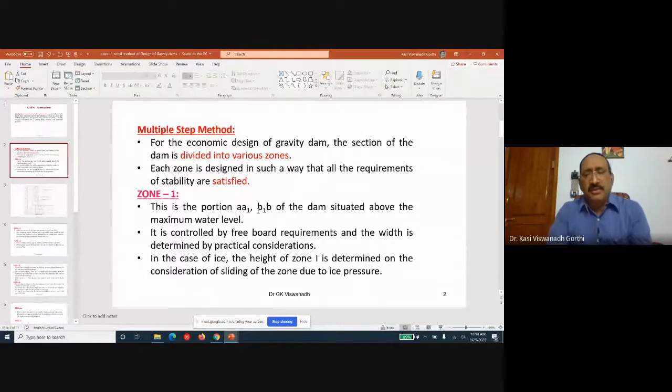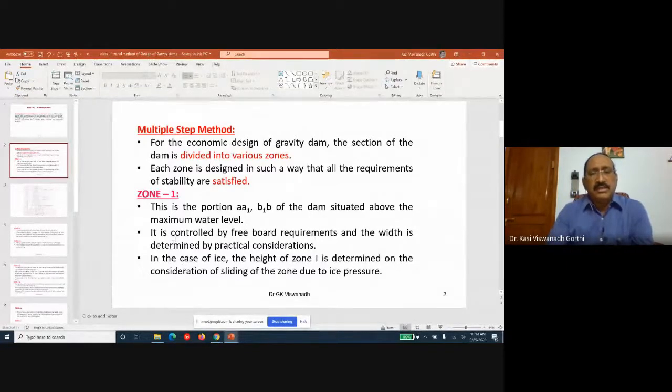So, the height of wave will be calculated based on the fetch which is provided. There may be cases where the fetch is more than 32 kilometers or less than 32 kilometers. You have the formula for computing the height of the wave. Once the height of wave is known, a maximum of 1.5 times may be provided as the freeboard. So, zone 1 particularly is the freeboard.